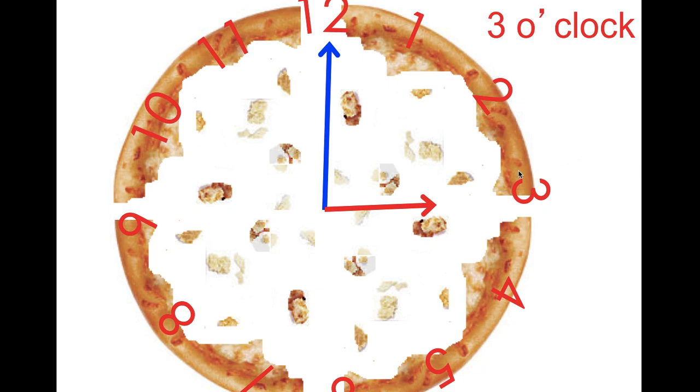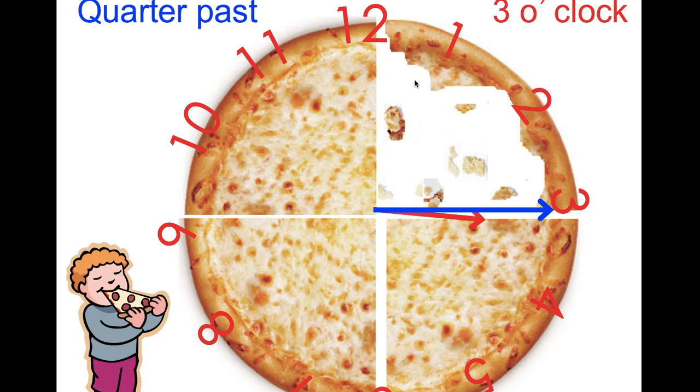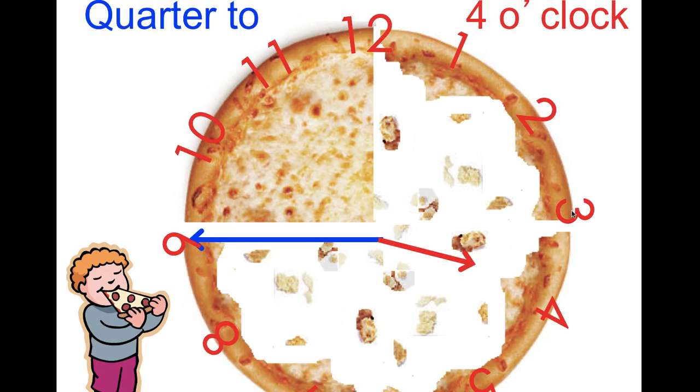Now we have 3 o'clock. We're going to do this for each hour, just so we can get better and better at this. So it's 3 o'clock now. 3 pizzas eaten, 3 o'clock. So 3:15. At 3:15, it's also known as quarter past 3. At 3:30, it's known as half past 3. Half the pizza is gone. And then at 3:45, it's 1/4 left till 4.